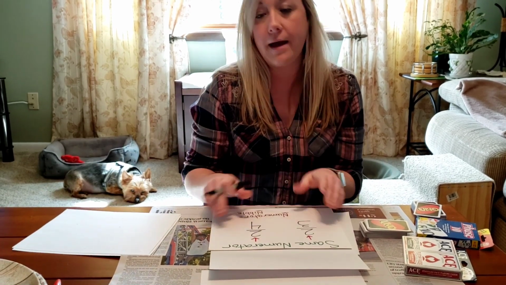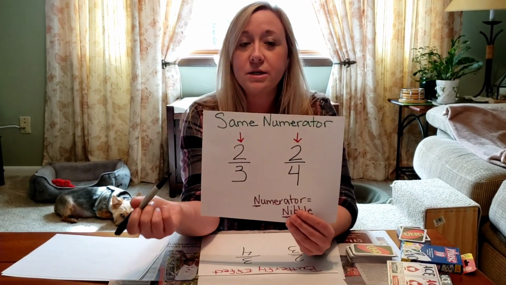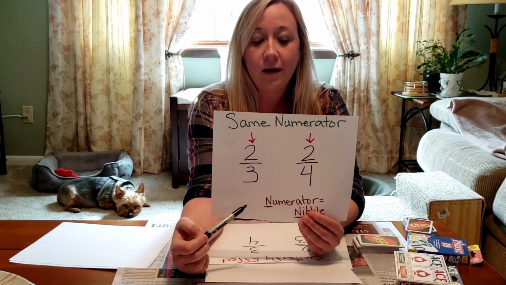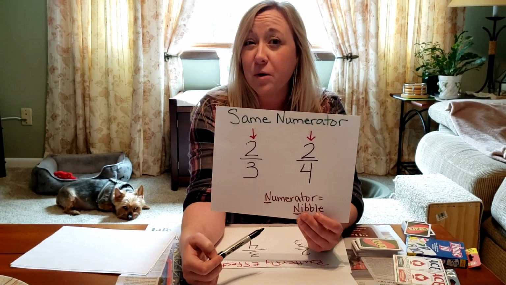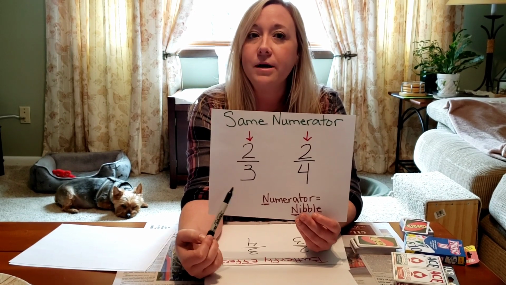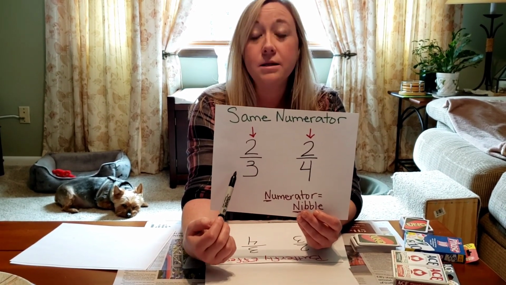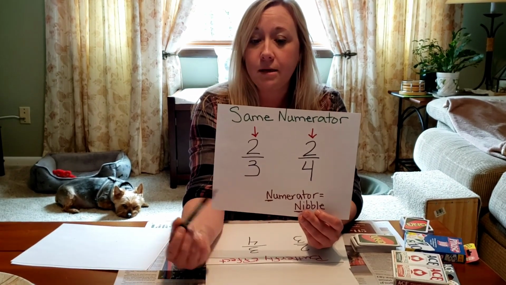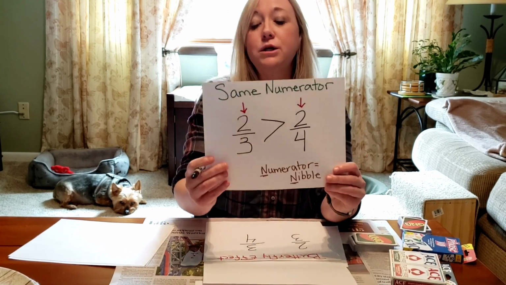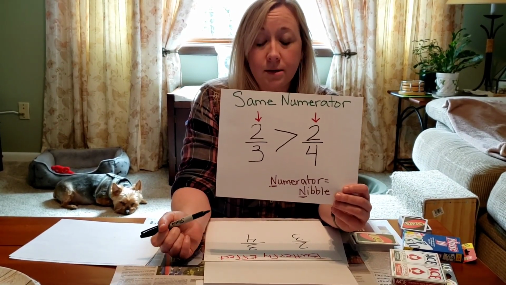Another thing we have to look at is the same numerator. So here, the fractions have the same numerator. So the 2's are the same, and if the numerators are the same, the alligator wants a nibble. So he wants to nibble on the smaller number. So if I look at the denominators, the number that is smaller down there is the 3. So he wants to eat the 3. So that shows me 2/3 is greater than 2/4.